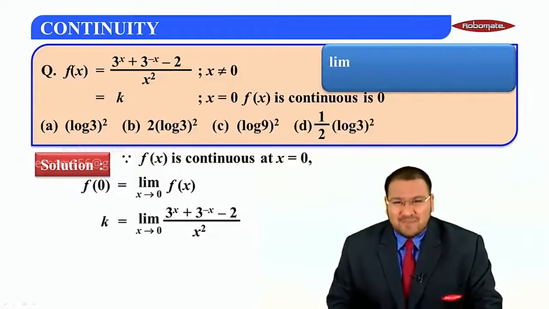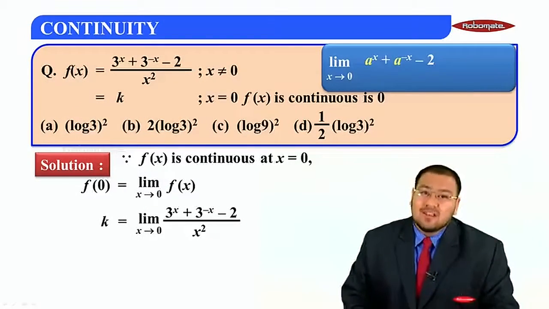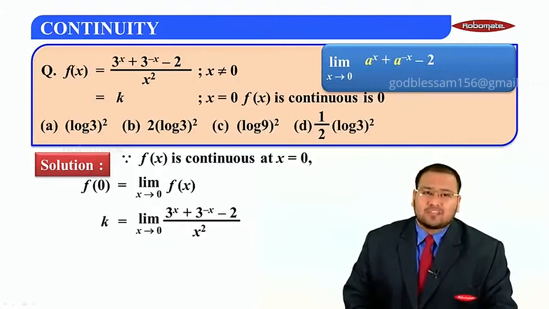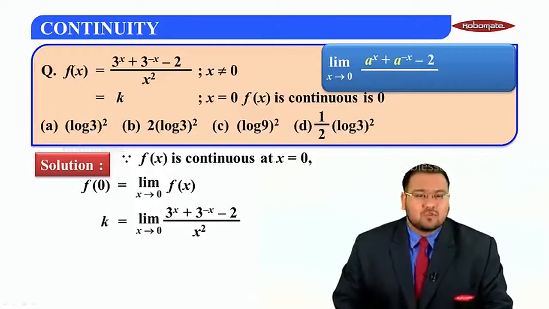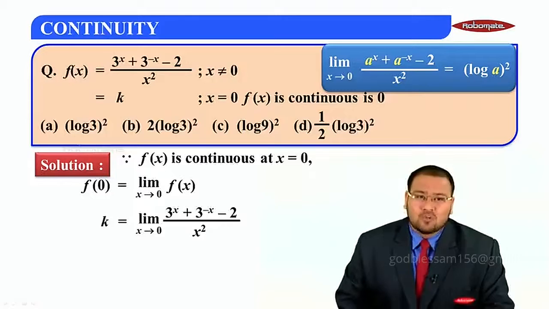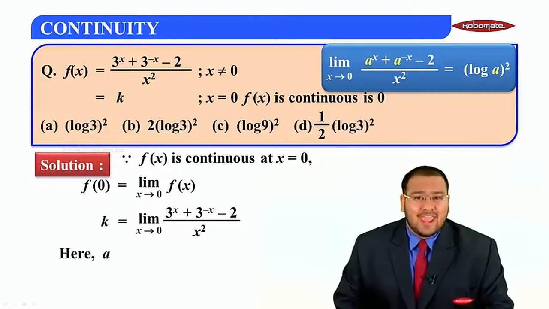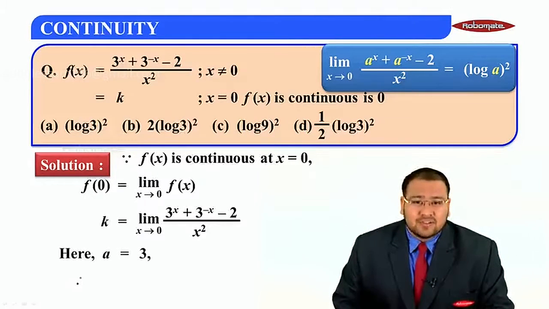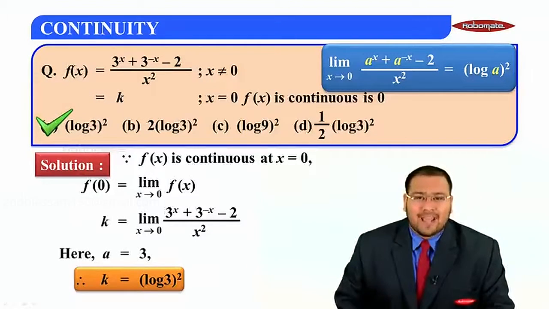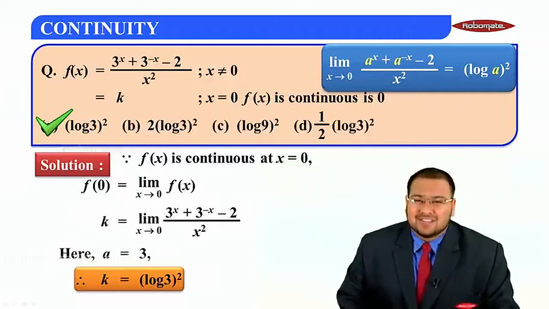My dear students, you remember the shortcut already. When limit x tends towards 0, (a^x + a^(-x) - 2)/x² is equal to (log a)². Here, a is 3. As a result, the value of k would be (log 3)², and hence option A is the correct answer.